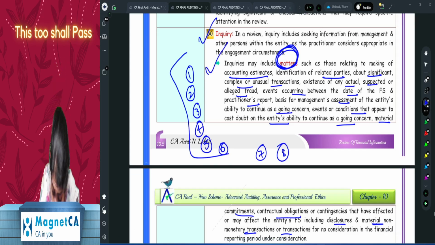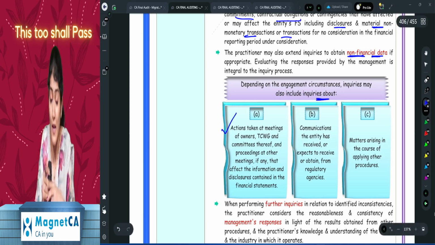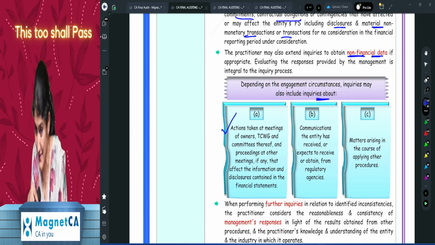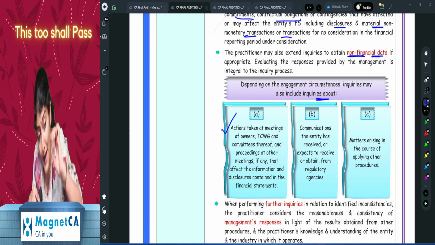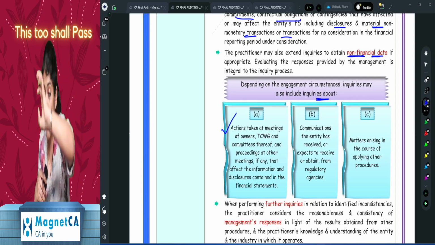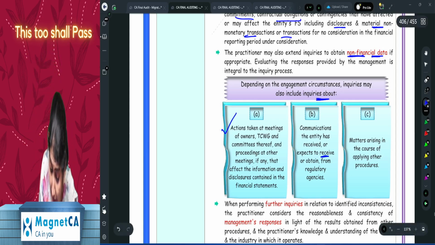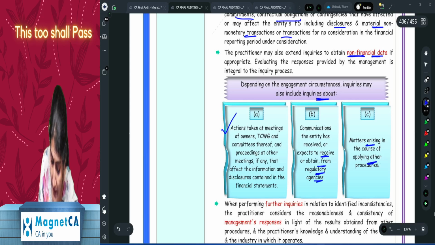Right, then second inquiry, what do you do? You also inquire about the non-financial data. Then it says sometimes you could also inquire about the action taken at the meetings. This is such a wonderful point. Okay, if I'm doing an audit, I inspect the minutes of the meeting. But here I don't use inspection mainly. So what I do, I inquire about the actions taken at the meetings of the owners and TCWG. I inquire about the communication the entity has received from the regulatory agency, and I apply the matters which have arisen in the course of applying the other procedure.